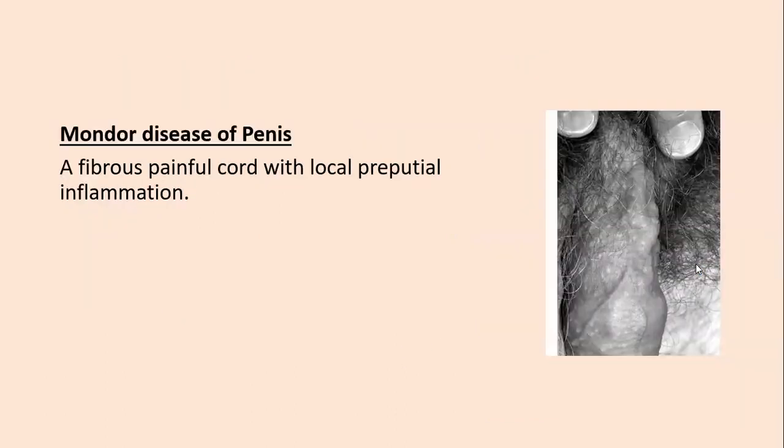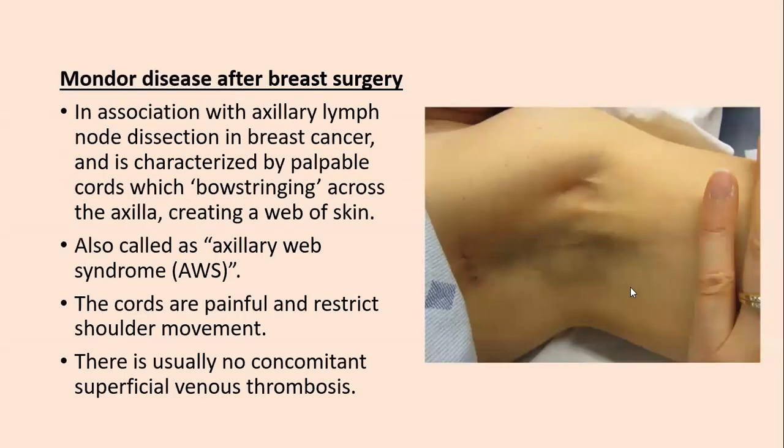Mondor's disease of the penis is a painful cord with local preputial inflammation. Mondor's disease after breast surgery, in association with axillary lymph node dissection in breast cancer, is characterized by palpable cords with a bowstring across the axilla. These are palpable cords.